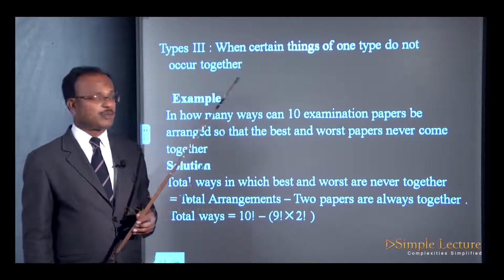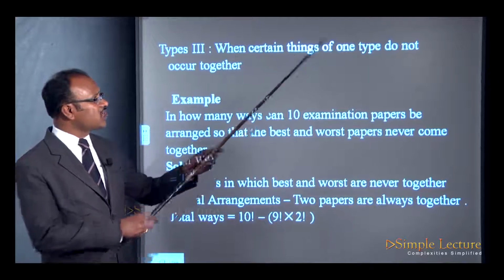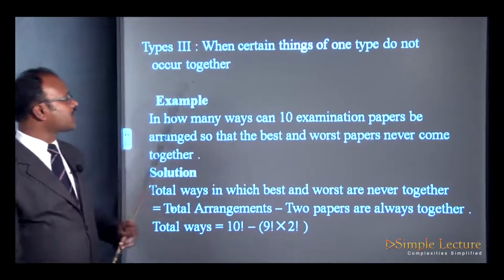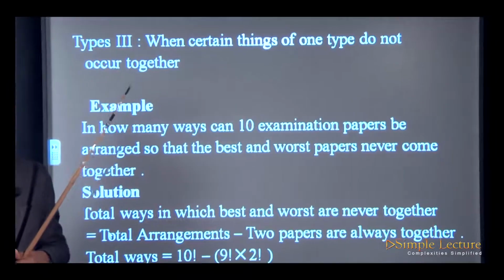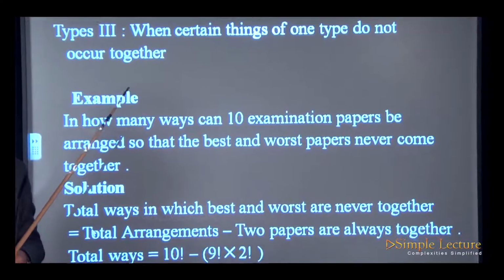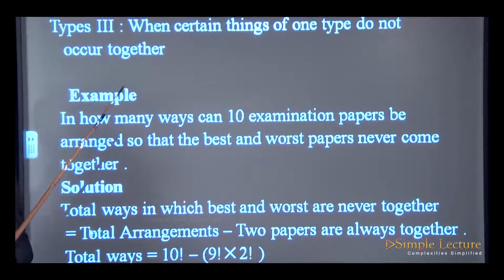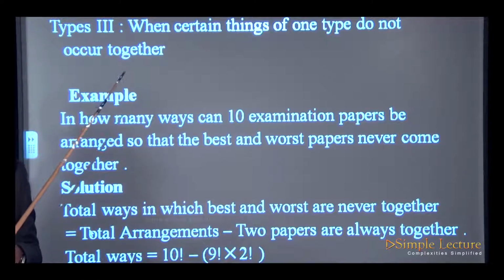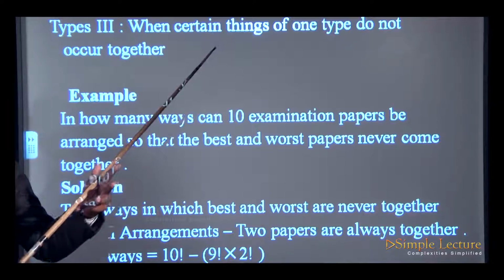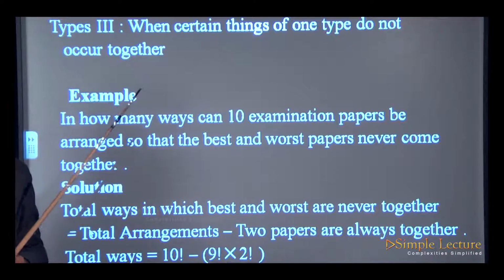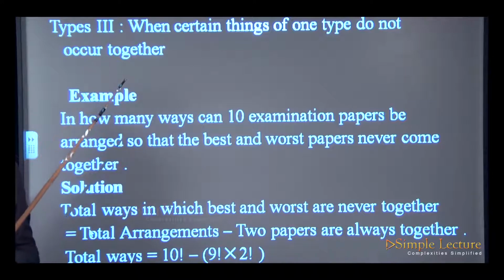Now, the third type: when certain things of one type do not occur together. That means certain things of one type never occur together. Like we have seen now, all 7 books should be together. But sometimes you may have to arrange in such a way that these books are never together. Then how do we do it? How are we going to work it out?